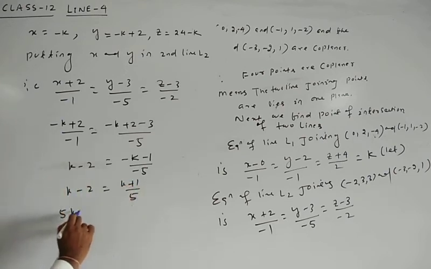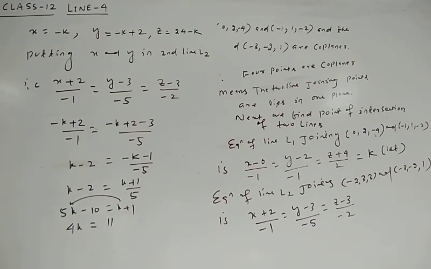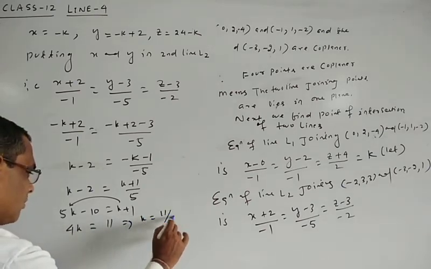So 5k - 10 is equal to k + 1. So 5k - 4k... this is 4k. 4k is equal to what? 4k is equal to 10 + 1, which is 11. That means k is equal to 11/4. Putting the value of k in x, y, z.